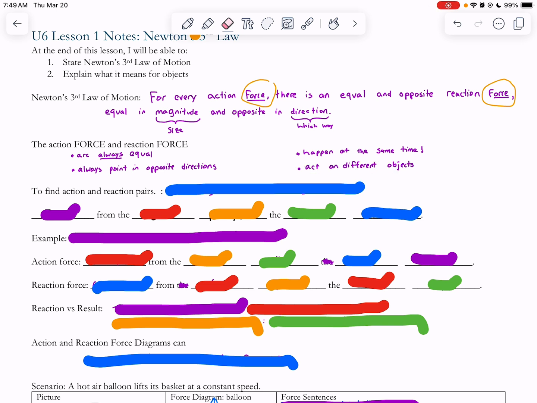The last thing is that those forces are always on different objects. If you end up with an action and a reaction force pair, but they're acting on the same object, you're probably not talking about an action and reaction pair. You might have two forces in opposite directions, but if they're acting on the same object, then they're not an action and reaction pair. They're just forces that happen to be in opposite directions. That happens a lot. Like the normal force and gravity, they are in opposite directions, but they're on the same object, so they're not actually an action and reaction pair. They're just two forces in opposite directions.